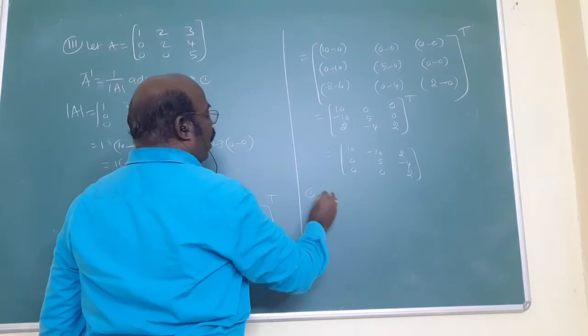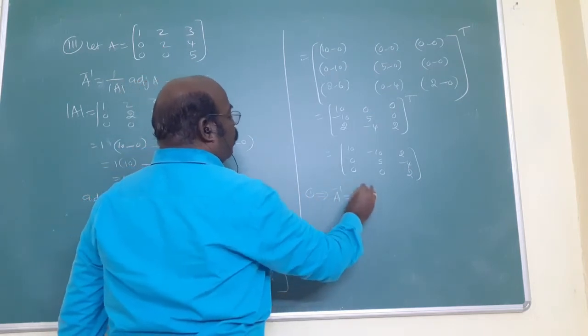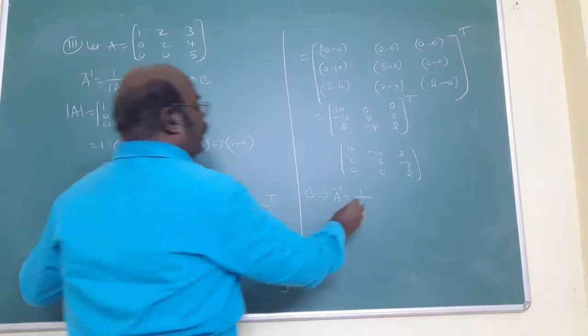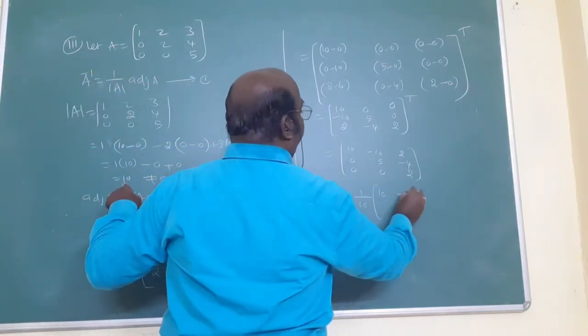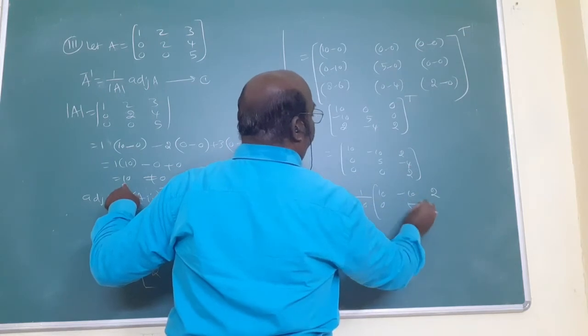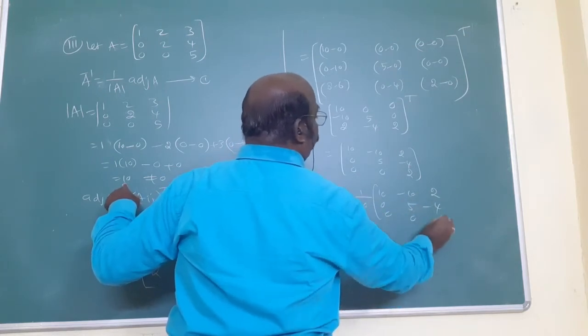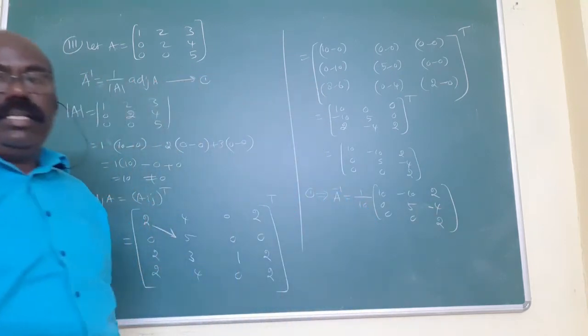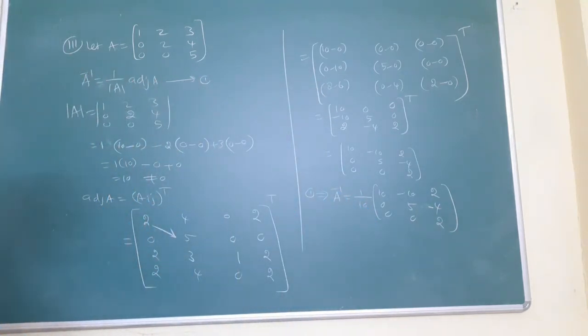Now substitute all the values in the formula. A inverse equals 1 by determinant, which is 10 times adjoint of A. Adjoint is 10, minus 10, 2; 0, 5, minus 4; 0, 0, 2. This is the answer. That's all. It is important, sometimes a 3 mark, sometimes a 5 mark question. A 3 cross 3 matrix means somewhat extra work actually. That's all. Third solution over.